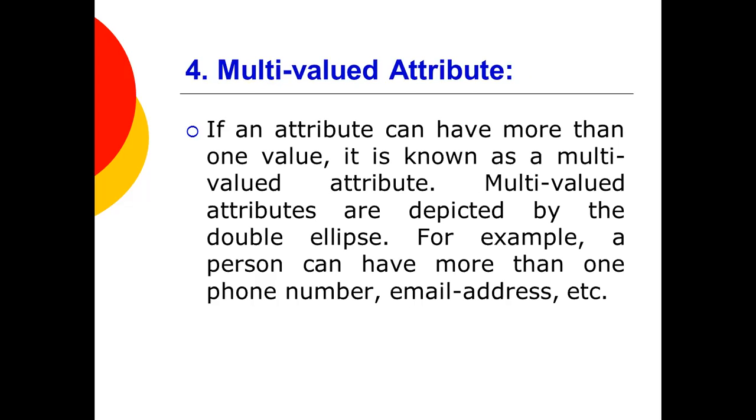Now multi-valued attributes. If an attribute can have more than one value, it is known as a multi-valued attribute. Multi-valued attributes are depicted by the double ellipse. So when we draw the ER diagram, a double ellipse will indicate the multi-valued attributes. For example, a person can have more than one phone number or email address, so it is called a multi-valued attribute.